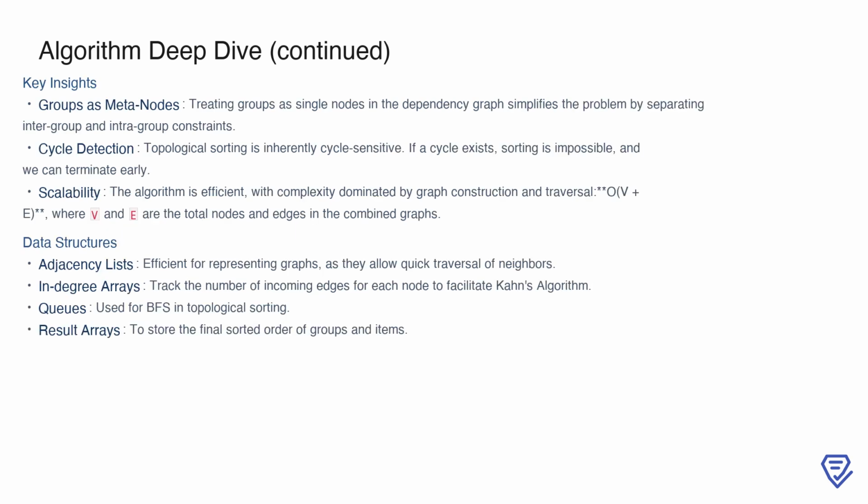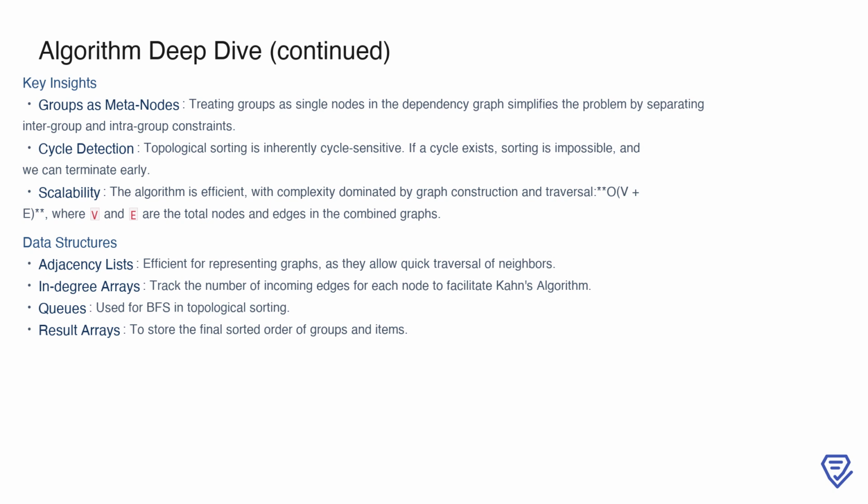This approach is based on several key insights. First, treating groups as single metanodes simplifies the problem by isolating intergroup dependencies from intragroup constraints. This separation allows us to tackle each level of sorting independently. Second, topological sorting is inherently cycle-sensitive, meaning that if a cycle exists in either the group or item dependency graph, sorting becomes impossible, and we can terminate early.